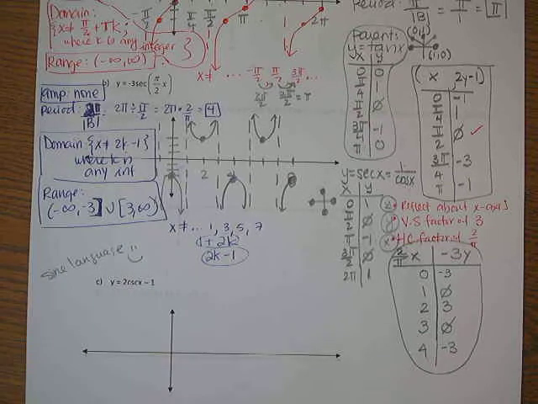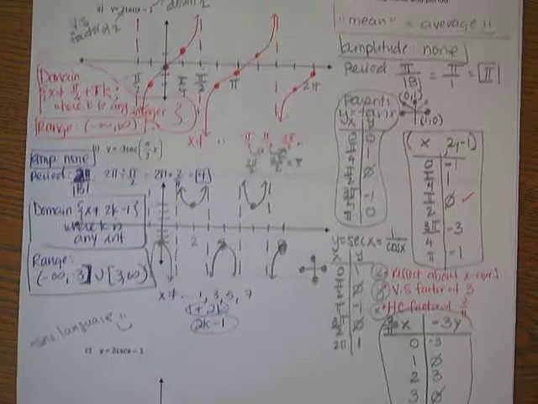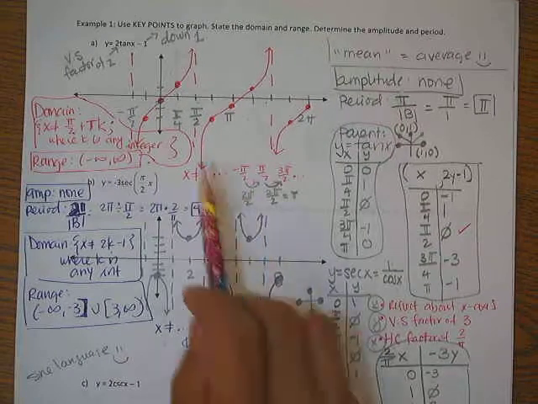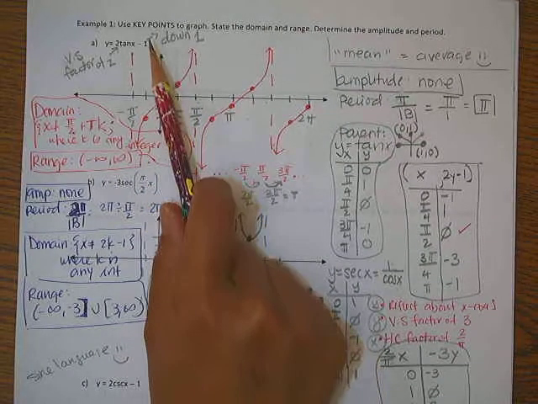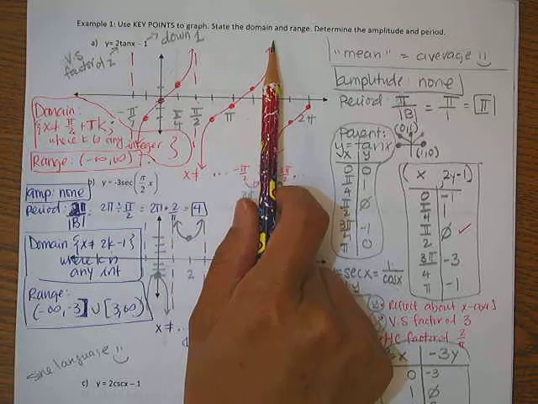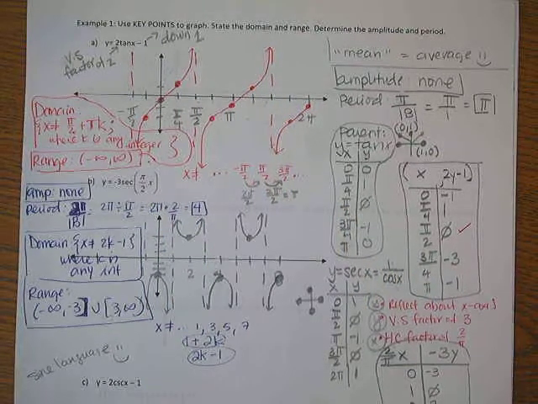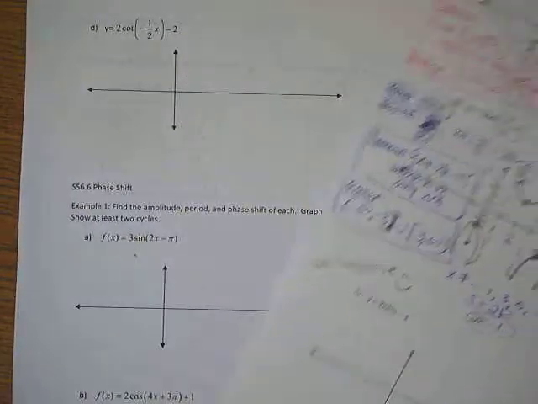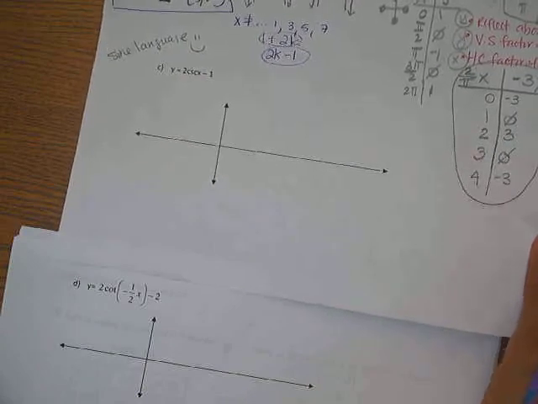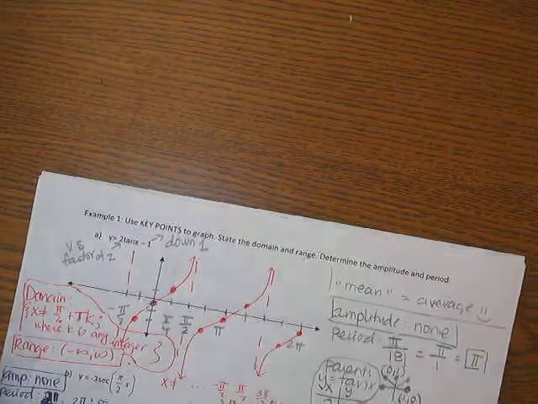Anyway, we are picking up where we left off. Last time we graphed the transformation of tangent and the transformation of secant. It says here, use key points to graph, state the domain and range, and determine the amplitude and period. So today we're going to do the last two on example 1. Okay, and looks like that will be the end of our day. So we have 2 things going on today. So here we go.